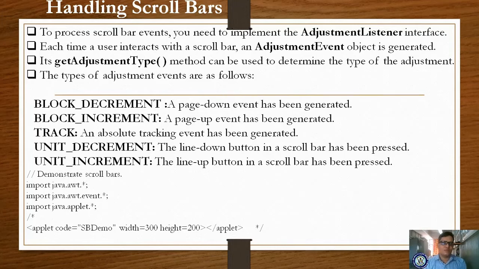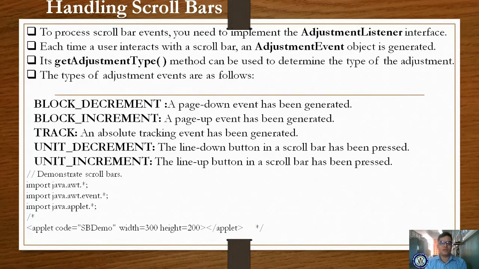Here we are using one method, that is the getAdjustmentType method. By using this method, it can determine the type of adjustment. Okay, the types of adjustment events are as follows. Let us see what the types of adjustment events are.